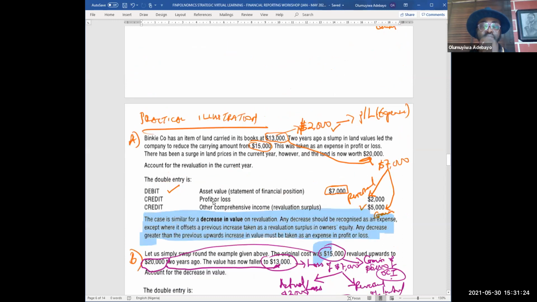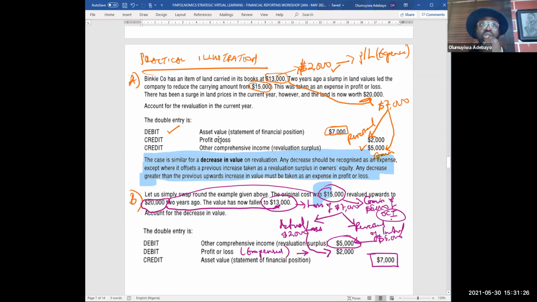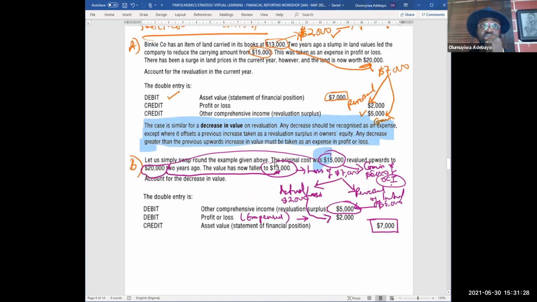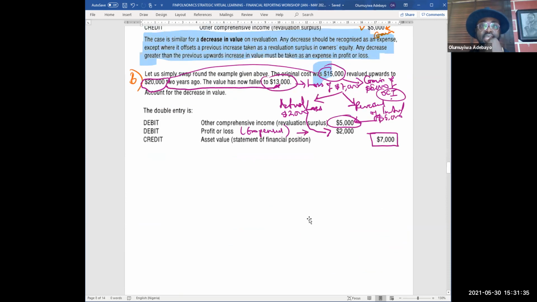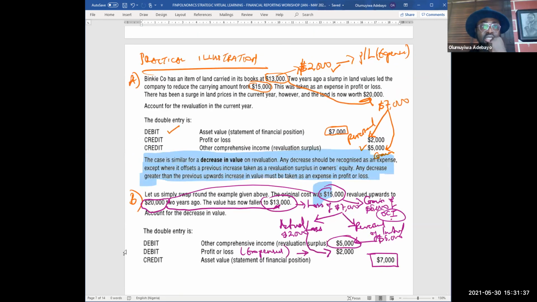We also demonstrated our understanding of that by looking at practical illustrations. I think we looked at about 2 or 3 practical illustrations yesterday.